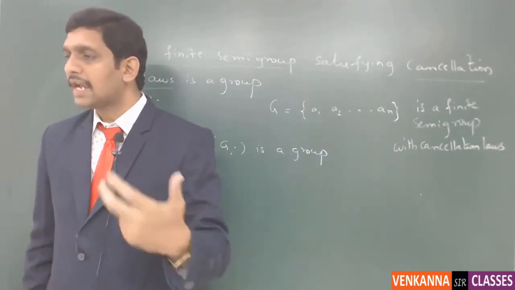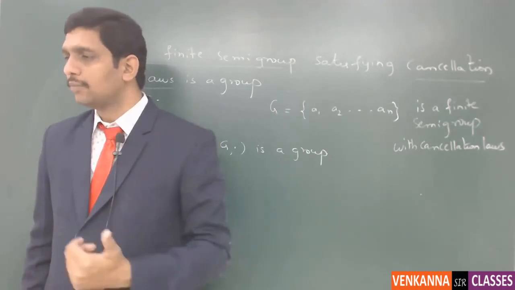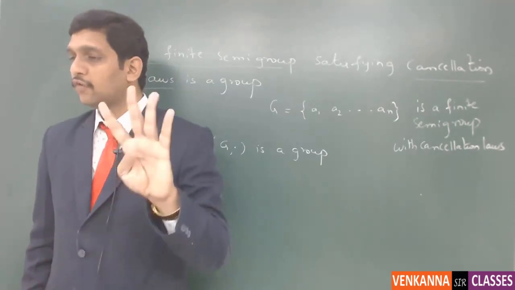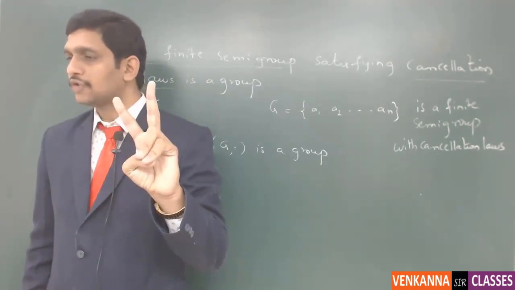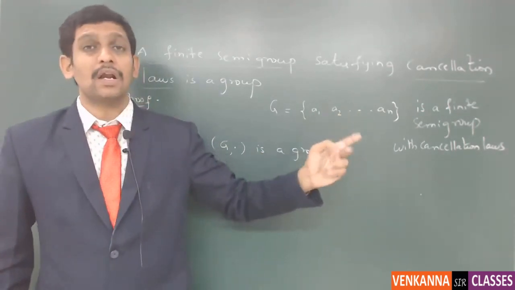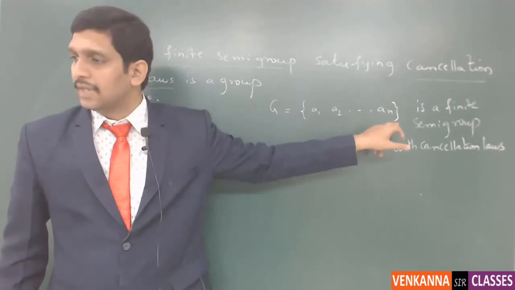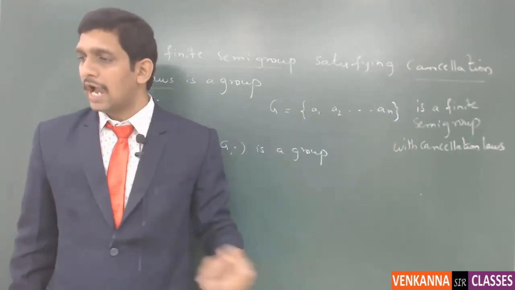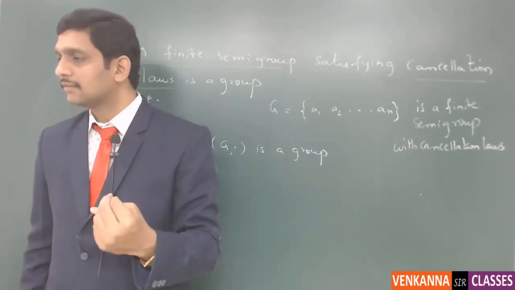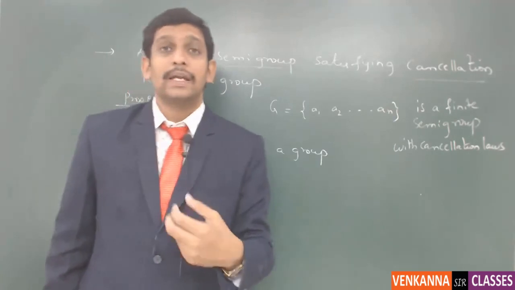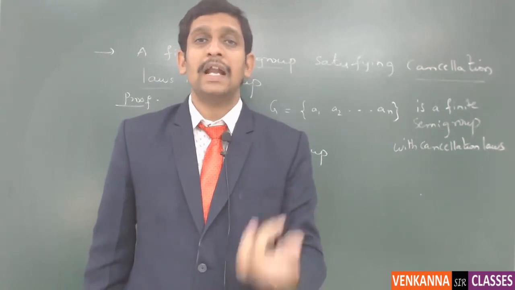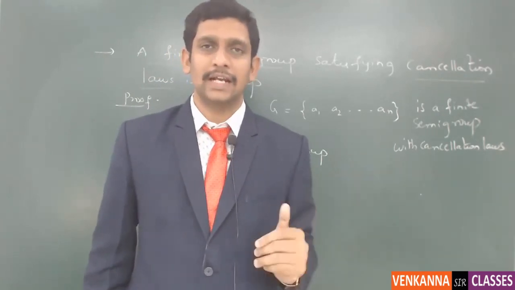How many properties do I have to prove to show that it is a group? Actually, four properties: closure, associative, identity, inverse. So here, two properties are already given in the problem because it is a semi-group. So I have to prove the remaining two, isn't it? Identity and inverse.